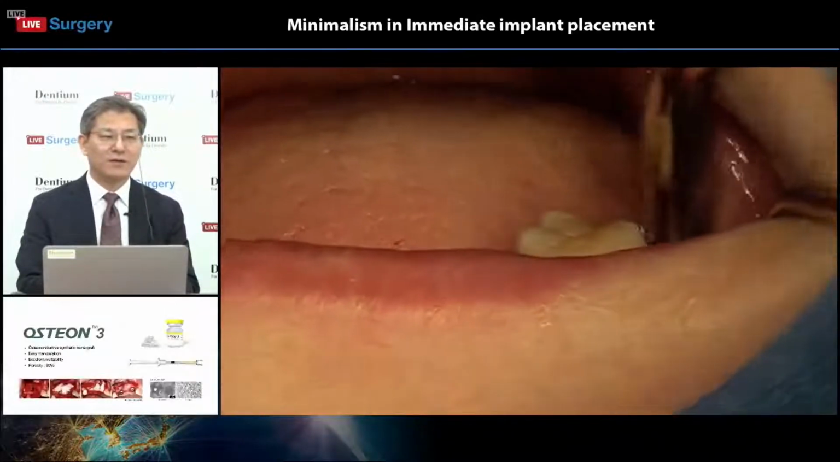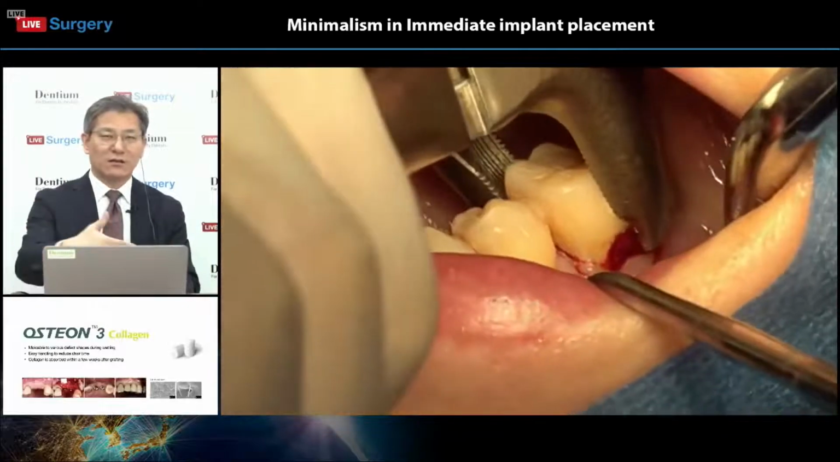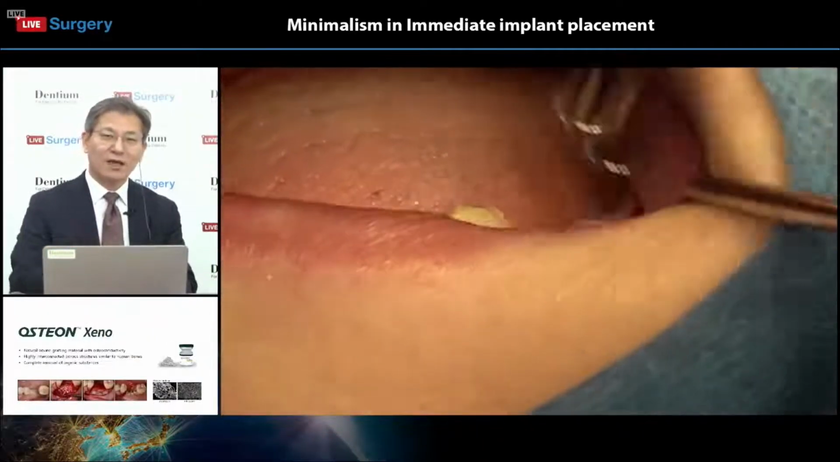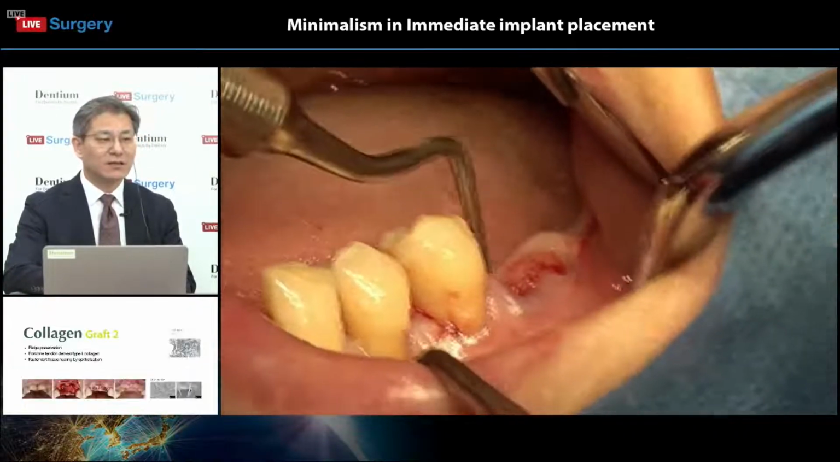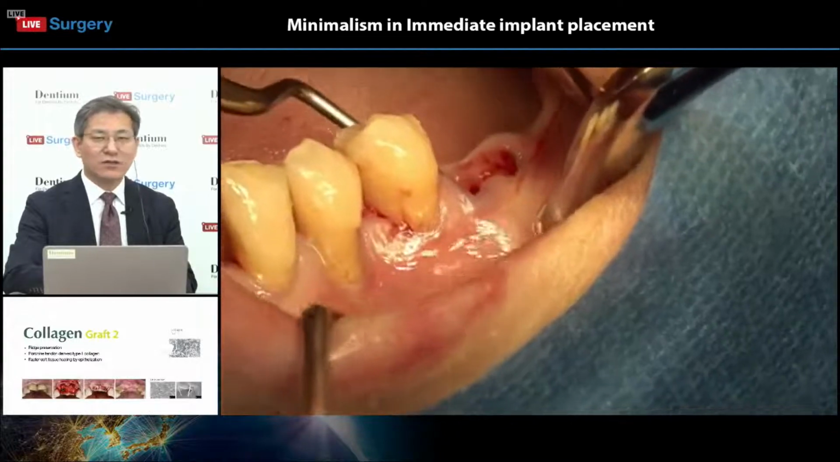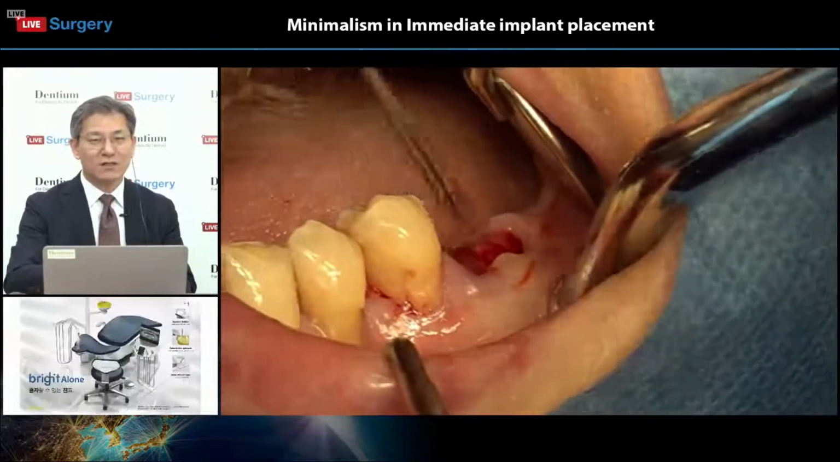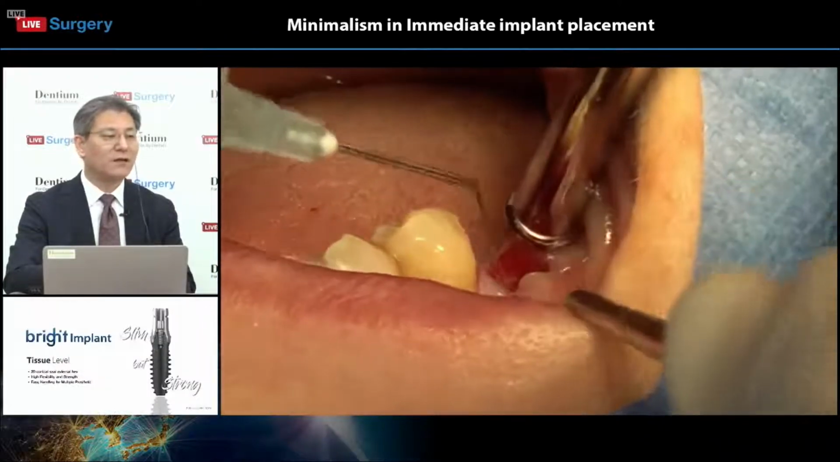So when we have this damaged socket, cover the damaged area with collagen membrane, and then fill the bone with graft material like osteogen, particulated bone, and also Osteon 3 Collagen, the collagenized bone.